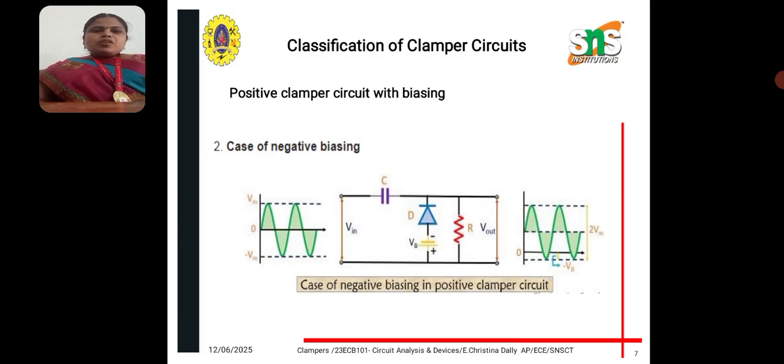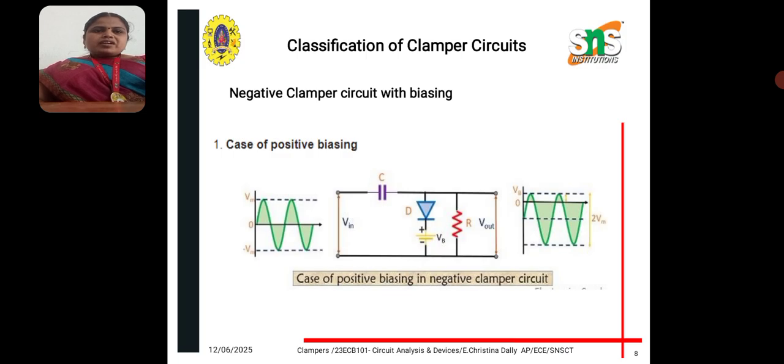The next one is the case of negative biasing. In the case of negative biasing, it shifts down. So that is termed the clamper circuit with biasing. This is the difference between the positive clamper with biasing and without biasing.